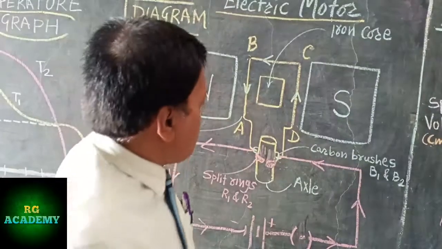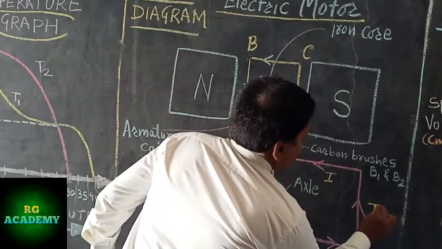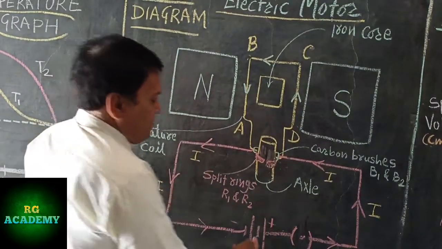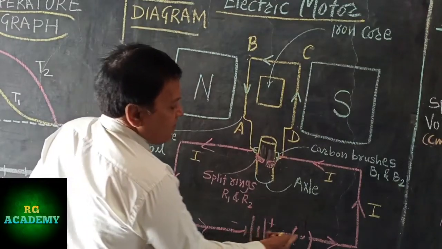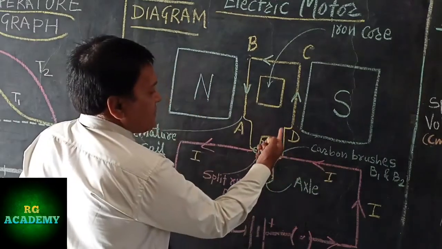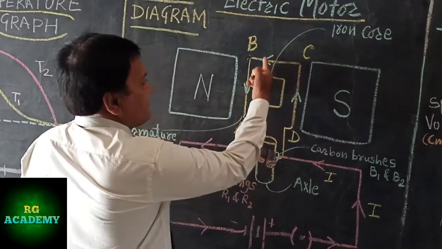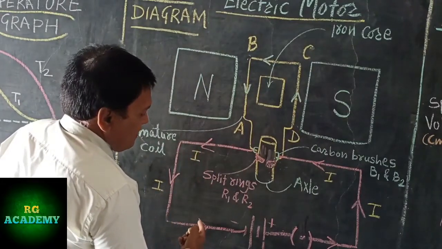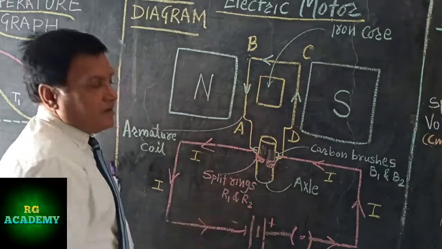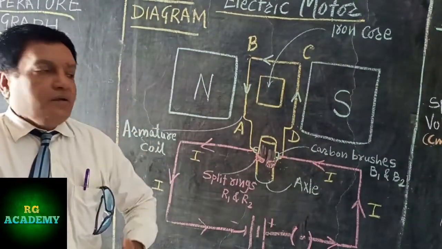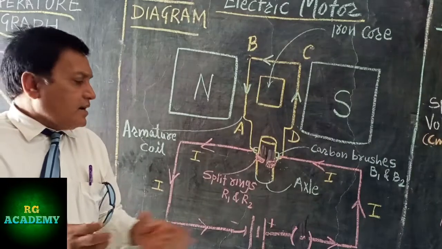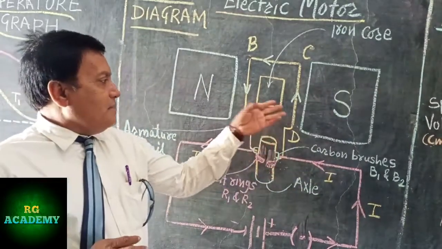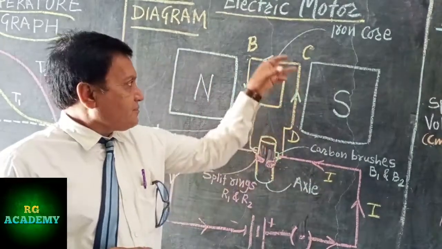You can indicate this current by I also. This current I is flowing. Here you can indicate current I. Current will flow from this positive terminal of the battery in this way, and through the armature coil ABCD in this way it will come here, and again you can indicate the direction of this current to the negative terminal of the battery.